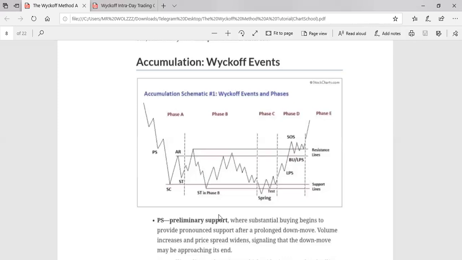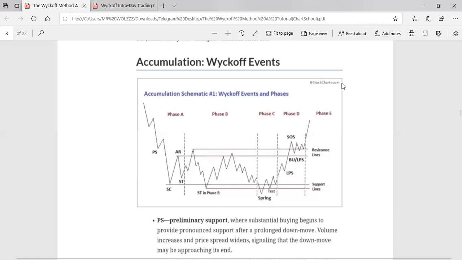So in the case of a buy, these are the events that will take place. You have your PS, your SC, that's preliminary support, your selling climax, automatically, AR, then a secondary test, ST, that's our selling test, a retest of this sell area. Then we eventually have a spring test, last point of support, then sign of strength, then the market moves to the upside, boom.